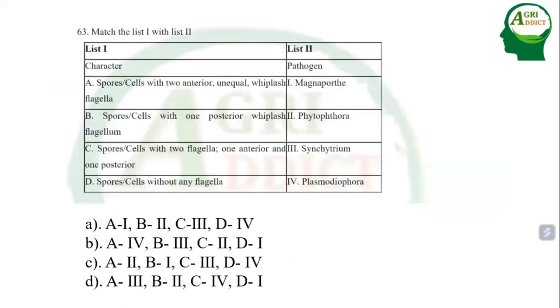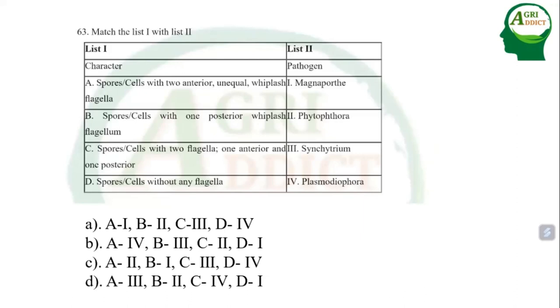Now it's time for the discussion. Let me know the answer, please. Okay, the answer is B. Synchytrium. It produces a posterior whiplash flagellum. B.